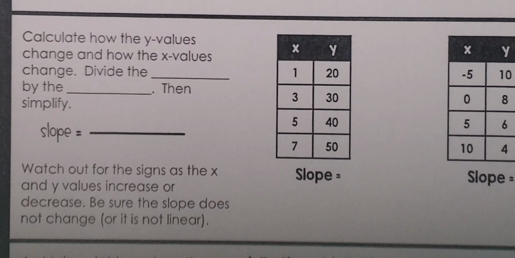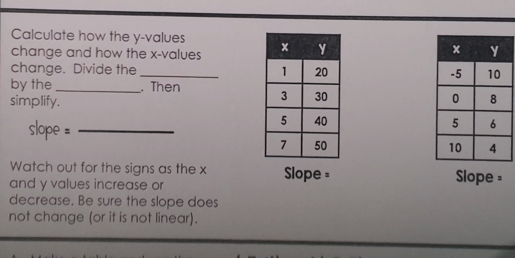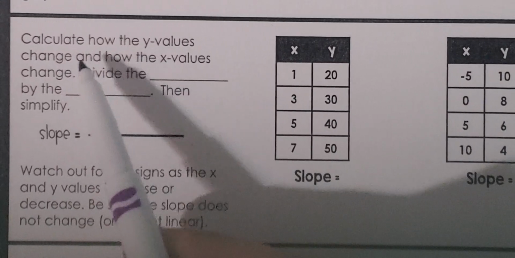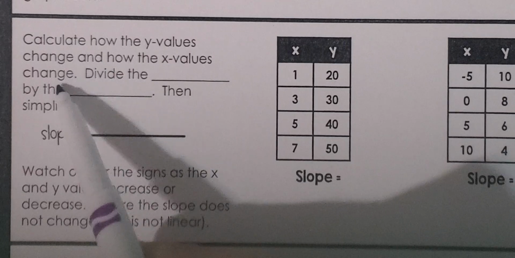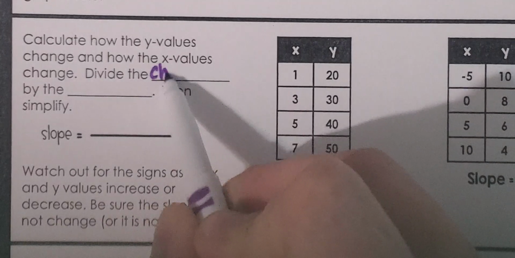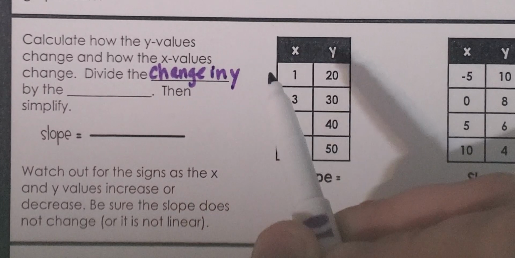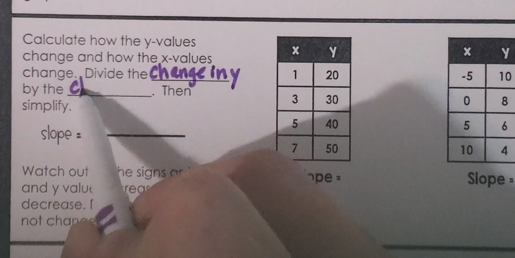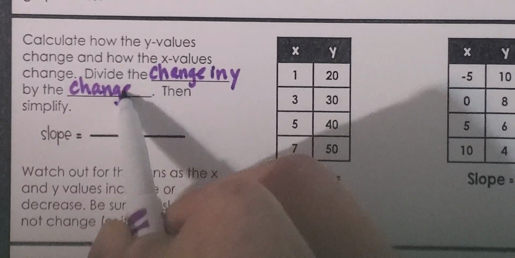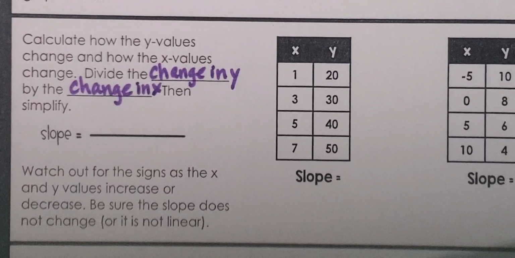Here's a quick video to remind you how to find the slope of a table. My first step is to calculate how the y values change and how the x values change. So we're going to divide the change in y by the change in x. And then we have to simplify them.